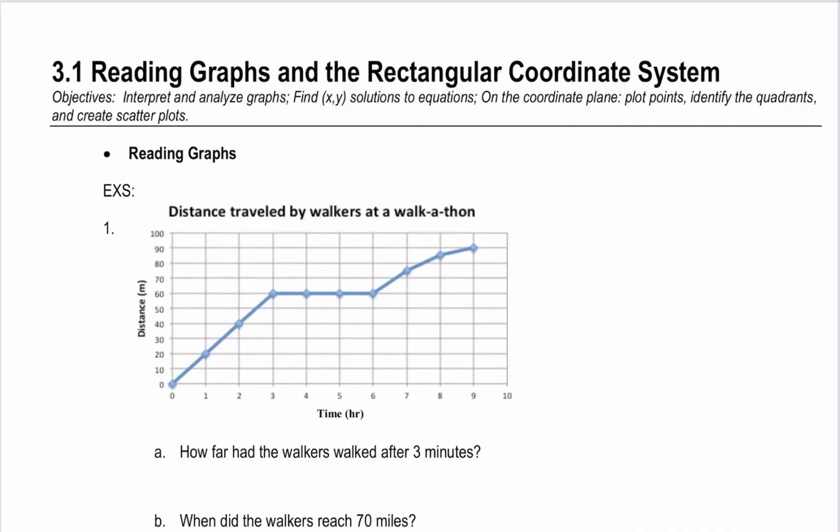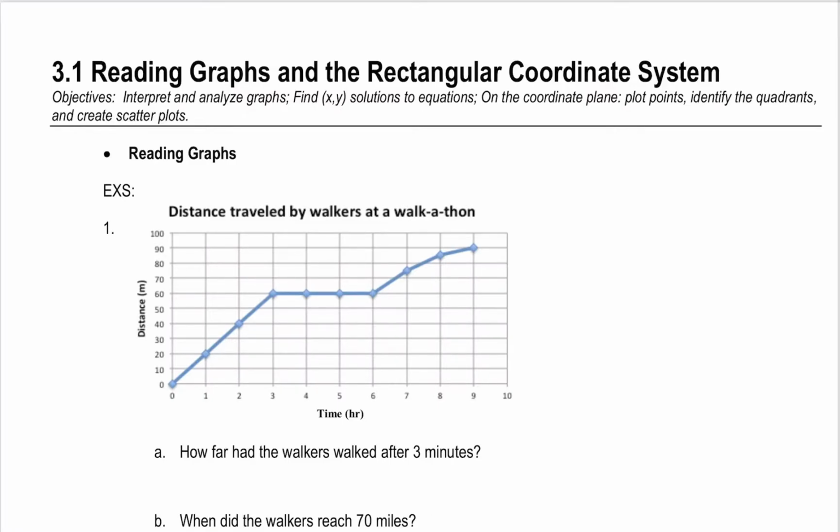We're going to start 3.1 by looking at interpreting and analyzing graphs, and then pretty quickly we'll get into the rectangular coordinate system. But for the first example, I'm just going to go through a basic line graph, the kind of thing you might see a few of in your homework.